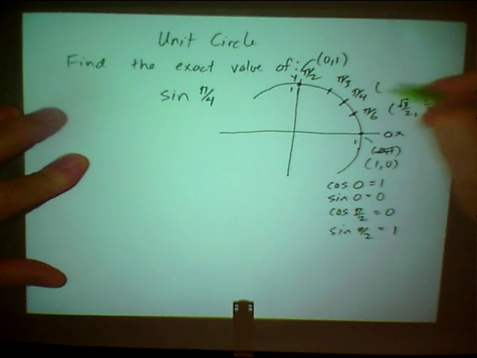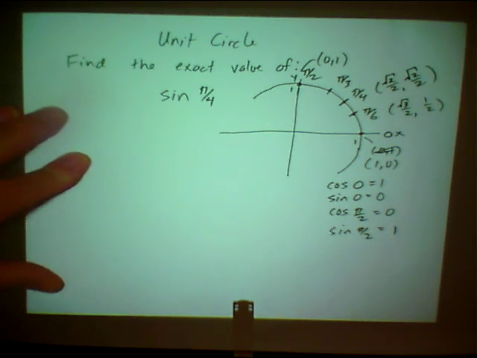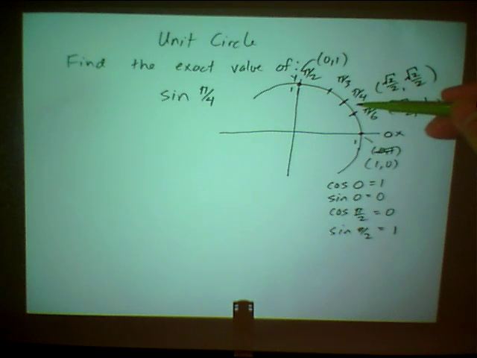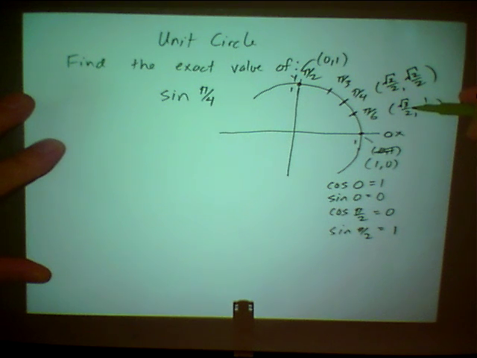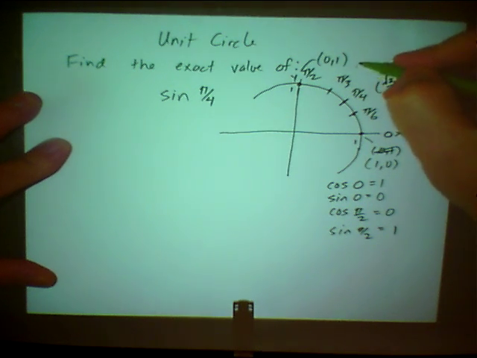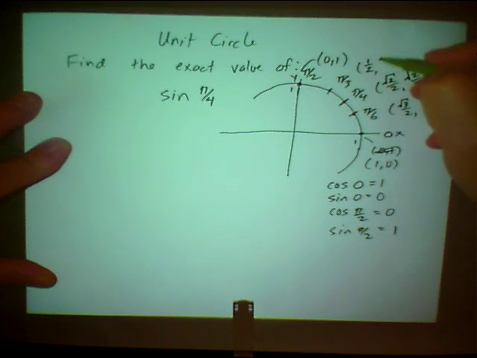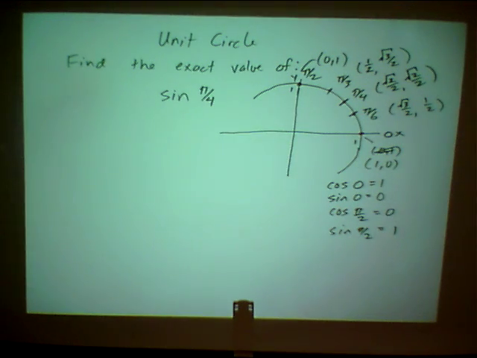Pi over 4, both the x and the y are the same. They're both square root of 2 over 2. So it turns out the cosine of pi over 4 and the sine of pi over 4 are the same thing, square root of 2 over 2. Now if I go to pi over 3, what's nice is it's the same thing as pi over 6, but just the x and y are flipped. So when I go up here, now my x, or my cosine, is 1/2, and the y, or the sine, is square root of 3 over 2.